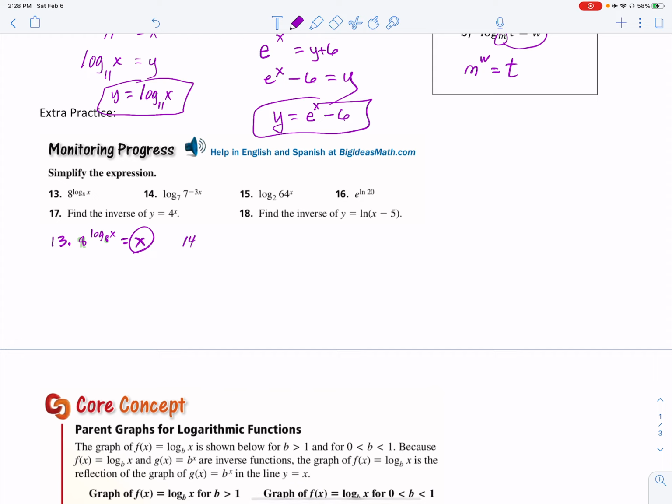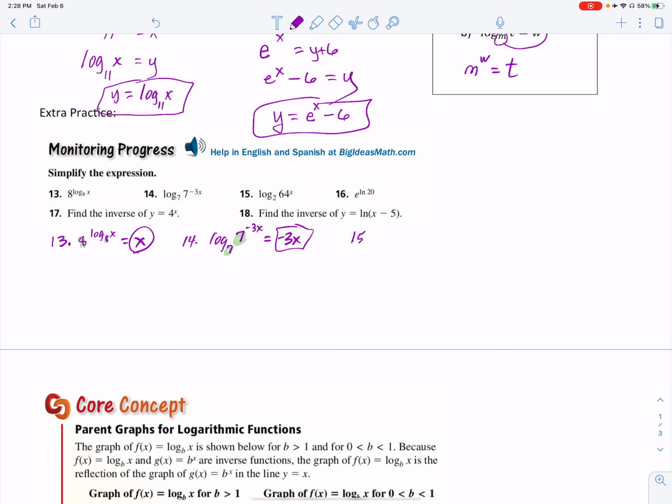And on 14, that is when this base matches this base, then the answer to that is the exponent, negative 3x.